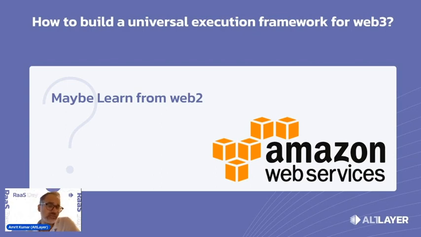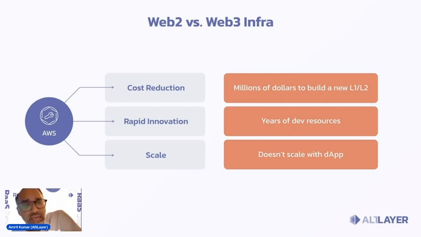And so the idea was to learn from what AWS has done for the Web2 space and take it a little bit forward and move it to the Web3 space. So can we do this? The answer is yes, we can do it. Let's assume that you were able to build an AWS for Web3 of some sort, right? Then what would happen?